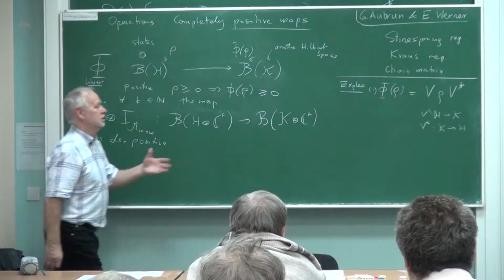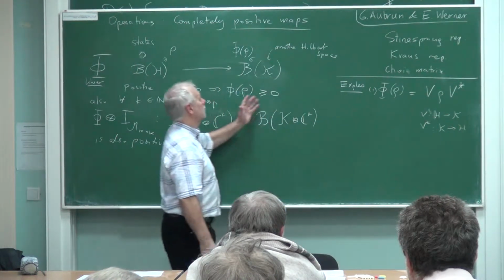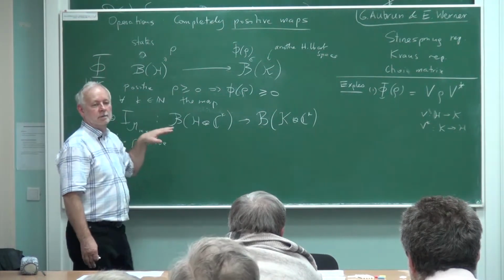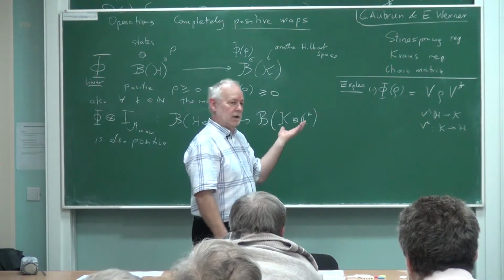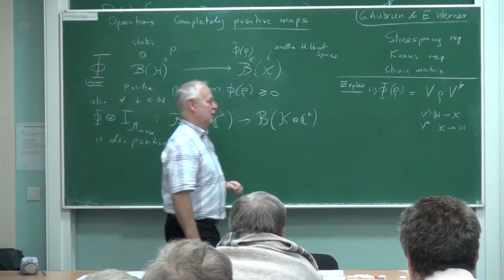Now it turns out that if you define a map in this way, then it's very easy to show that it is completely positive. If you have never heard about this, that's a good exercise to see how that works.